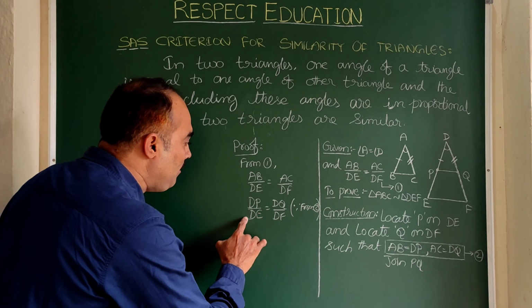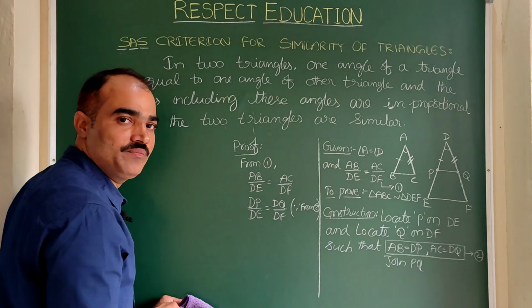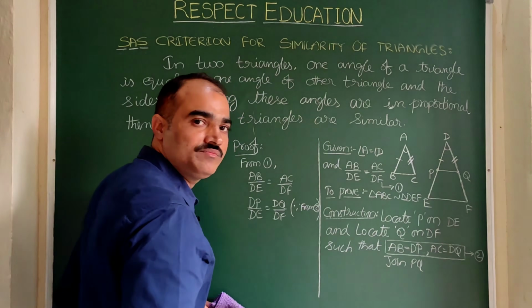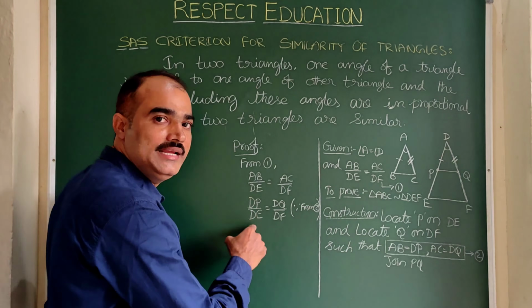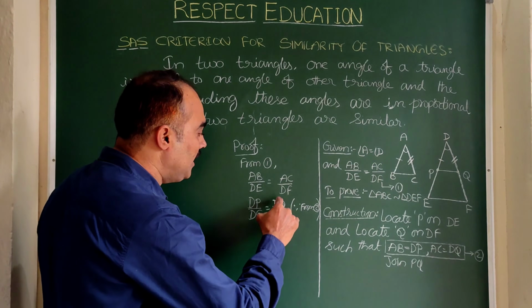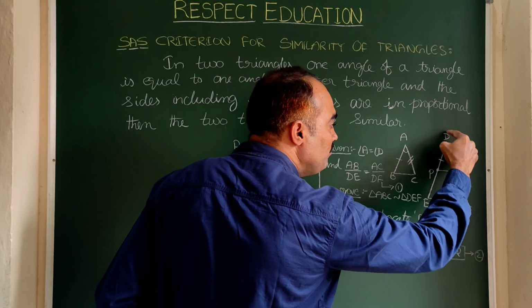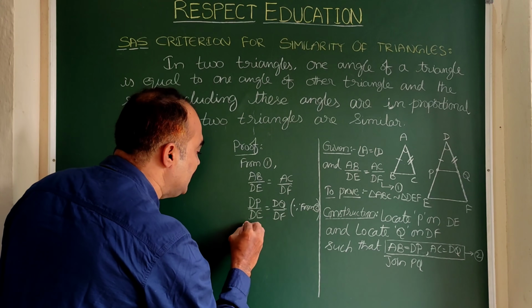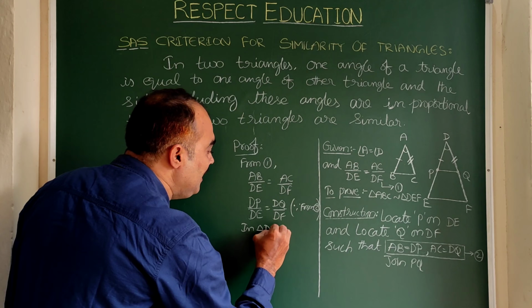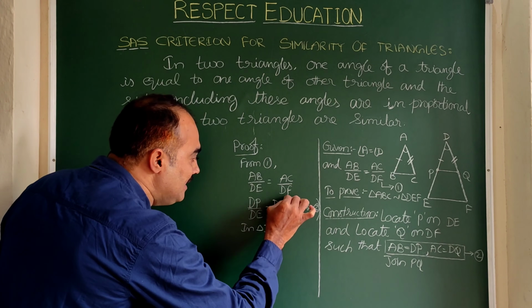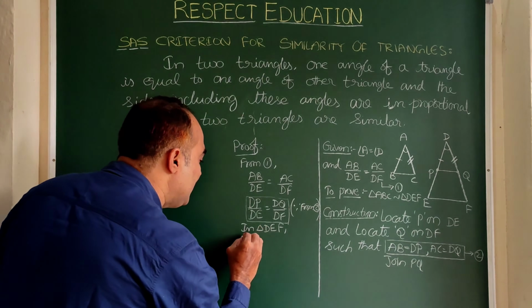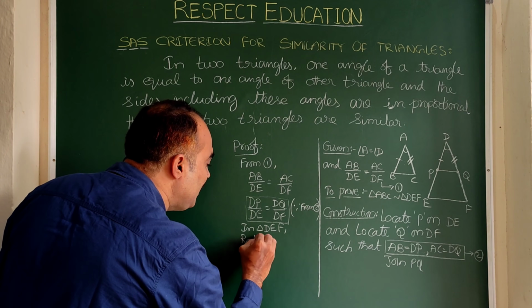Now DP by DE equal to DQ by DF. Let us carry this one to this triangle DEF. Observe here DP by DE equal to DQ by DF. That means here in triangle DEF, ratios are equal.